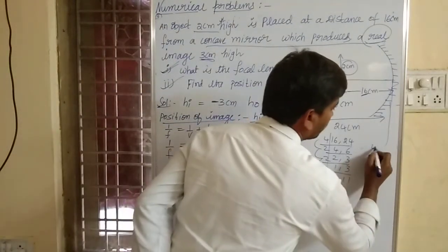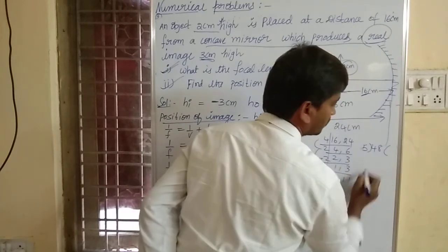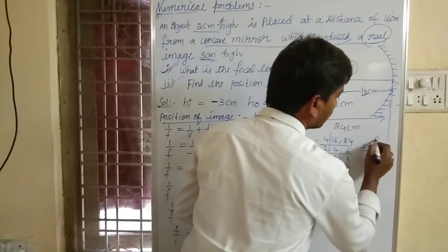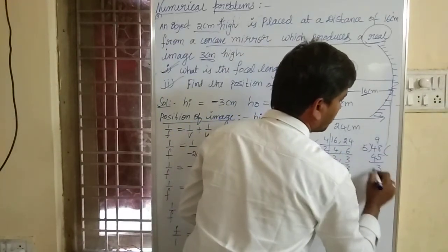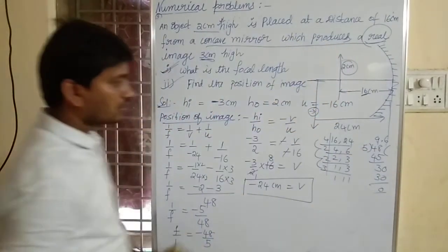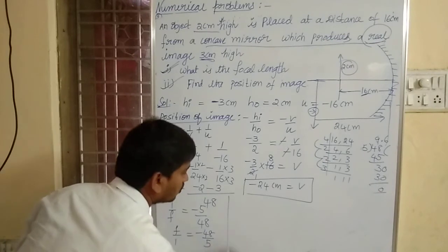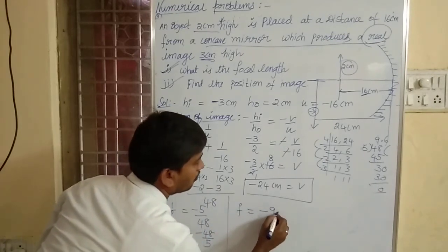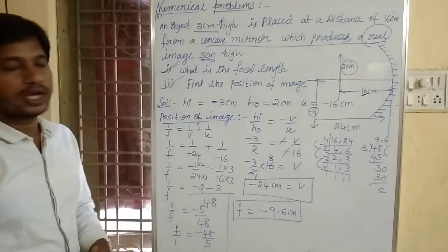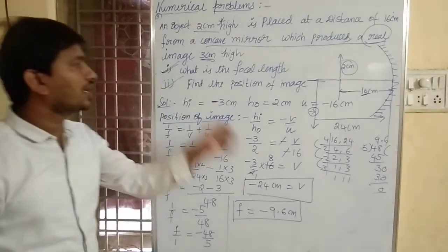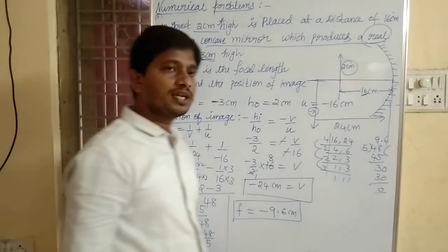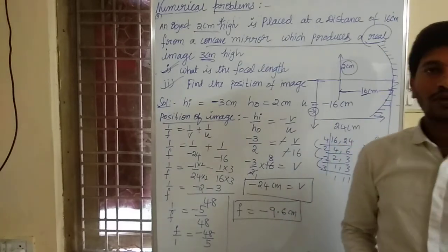Let me divide 48 by 5. 5 nines are 45, remainder 3, then 30 divided by 5 is 6. So the focal length is equal to minus 9.6 centimeter. They are asking to find out the focal length. We got focal length f equal to minus 9.6 centimeter. Got it?